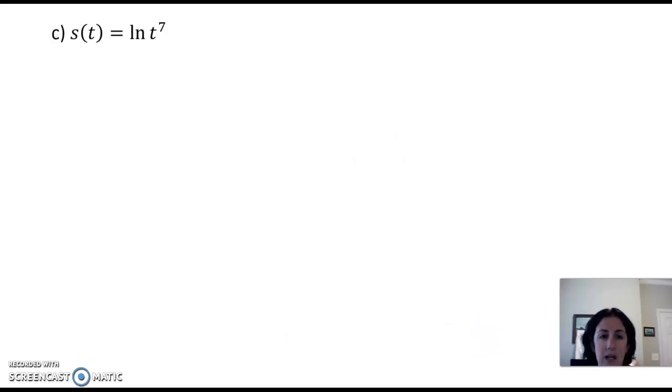Let's find the derivative of s of t equals the natural log of t to the 7th. Now, what you might be doing right now as you're practicing this is taking the derivative of t to the 7th divided by t to the 7th. And you're welcome to do that, just make sure you reduce and you'll get the same answer.